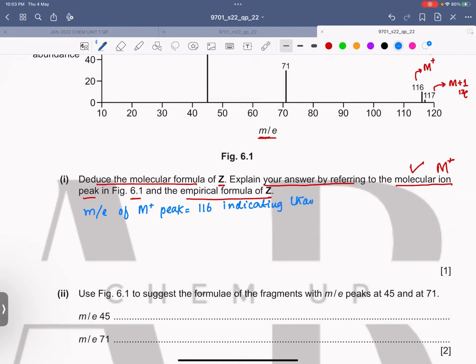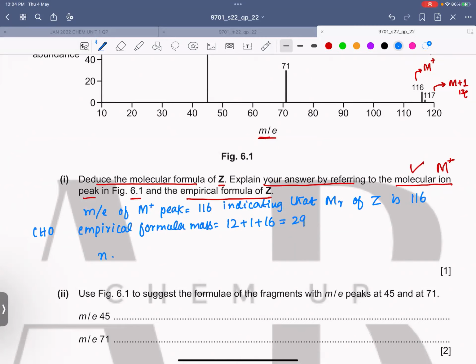that Mr, the relative molecular mass of Z, is 116. So if you go for the empirical formula mass, you have to find the empirical formula mass as well, to find the value of n. So the empirical formula mass would be 12 plus 1 plus 16, because the empirical formula is CHO. It's just CHO, right? So the empirical formula mass is 29.